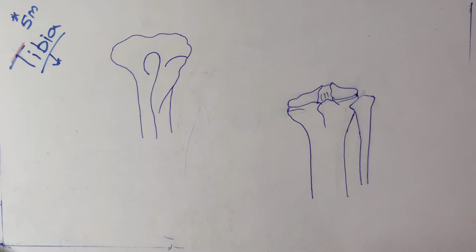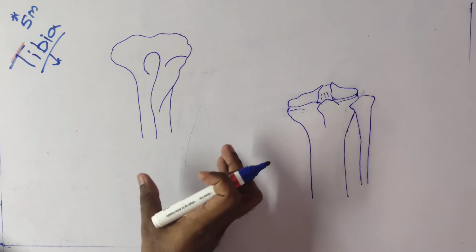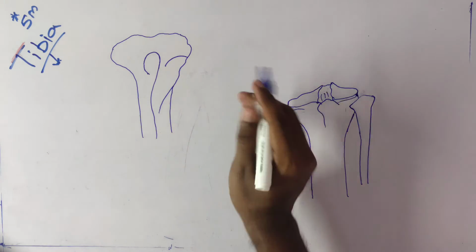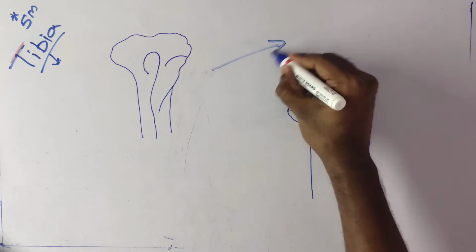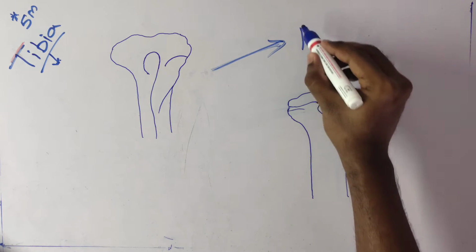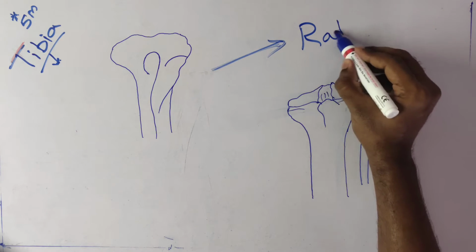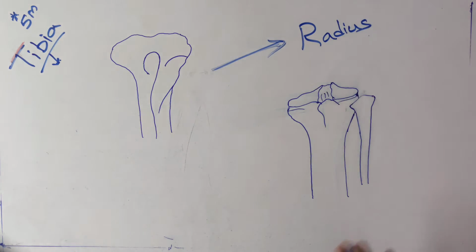Next, coming to the point of the tibia. See, the tibia is the medial and large bone of the leg. Always compare the tibia with the radius, because it is homologous with the radius bone. The tibia is homologous with the radius bone.